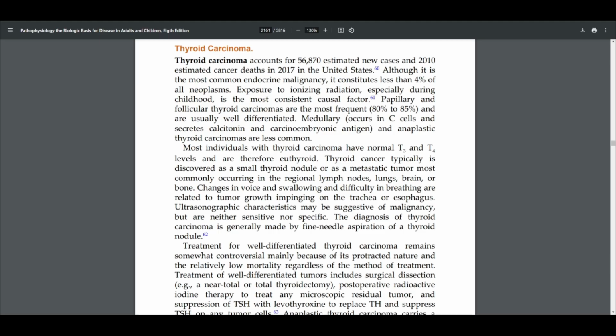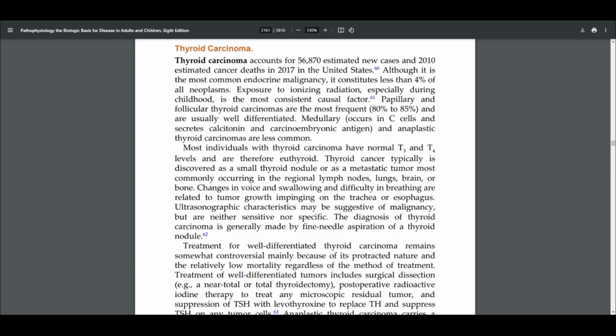Thyroid carcinoma accounts for 56,870 cases and 2,010 estimated cancer deaths in 2017 in the US. Although it is the most common endocrine malignancy, it constitutes less than 4% of all neoplasms. Exposure to ionizing radiation, especially during childhood, is the most consistent causal factor.